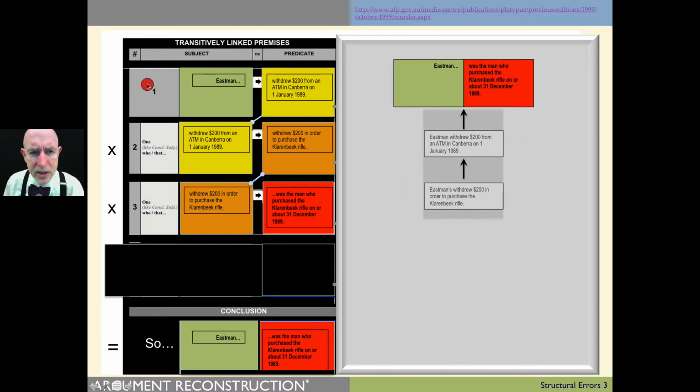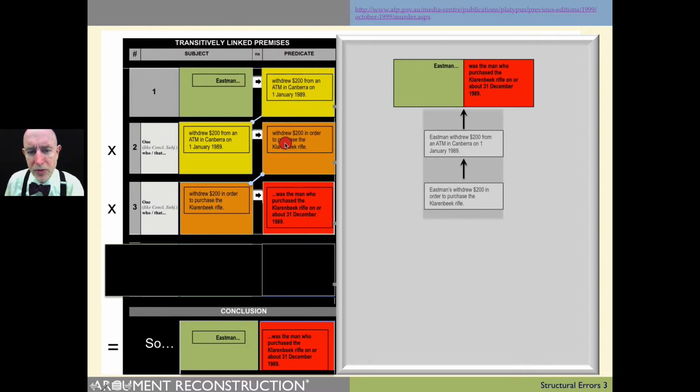Premise 1 is Eastman withdrew $200 from an ATM in Canterbury on 1 January 1989. Number 2, one who withdrew $200 from an ATM in Canterbury on 1 January 1989 withdrew $200 in order to purchase the Clarenbeck rifle. Number 3, one who withdrew $200 in order to purchase the Clarenbeck rifle was the man who purchased the Clarenbeck rifle on or about 31 December 1989.